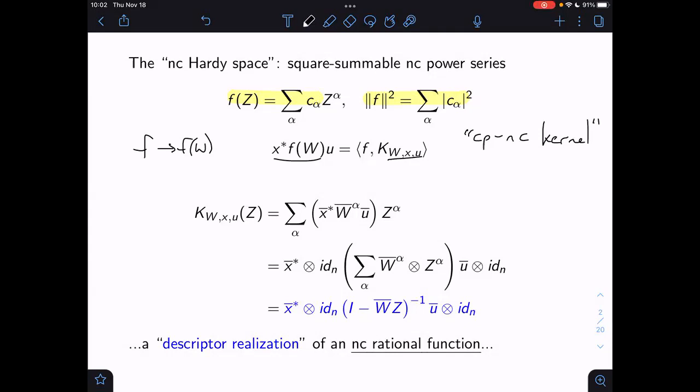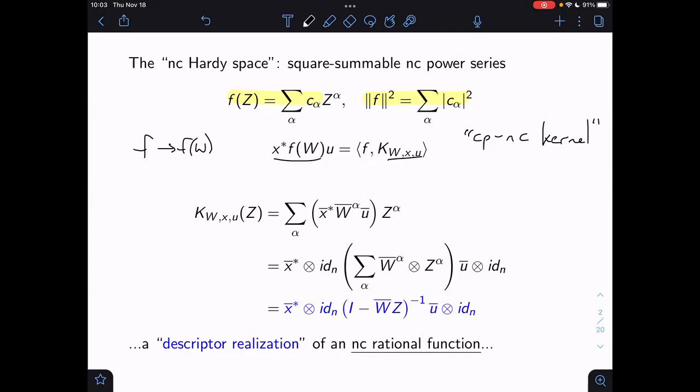What I also showed you is that if you restrict these kernels to the row ball at level one, which is just the Euclidean ball in C^d, we get the Drury-Arveson kernel. I'm going to talk more about that connection later in this lecture. But I do want to make a couple more comments that flow out of what we said about the kernels.